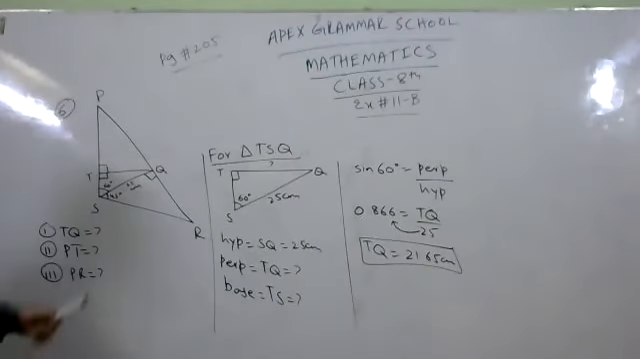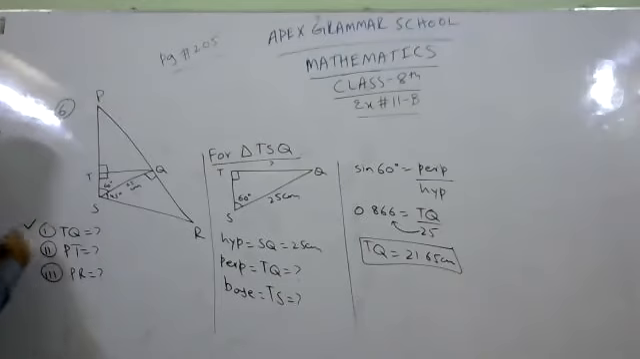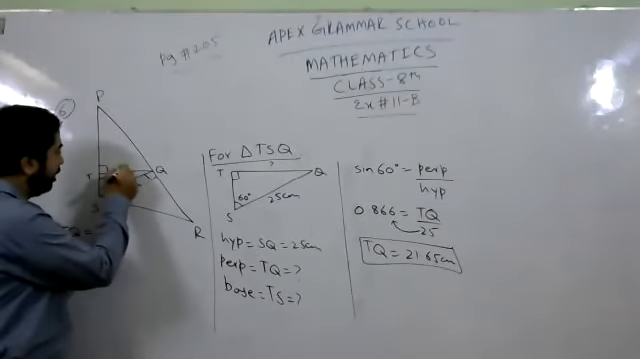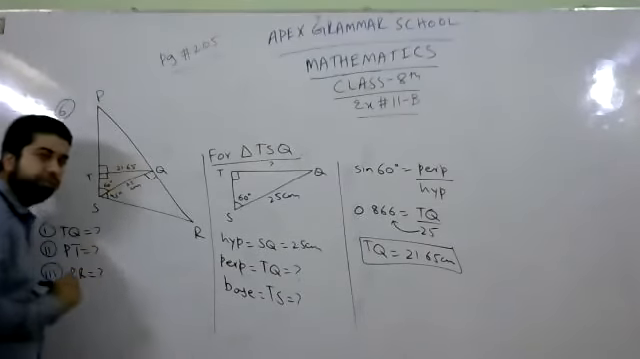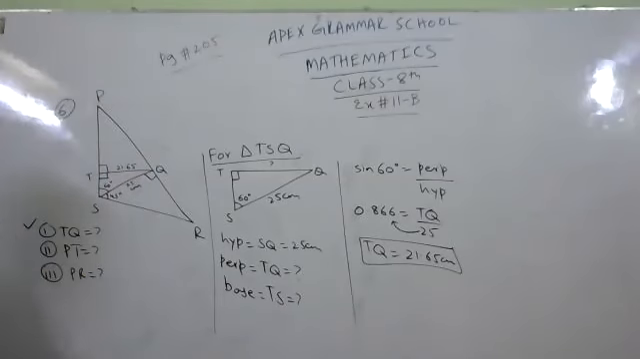Now we are done with only this TQ side. This TQ side is 21.65. I'm going to write it. This is done. Now we need to find the value of PT. So consider, where is PT? PT is here, present in this triangle PTQ.